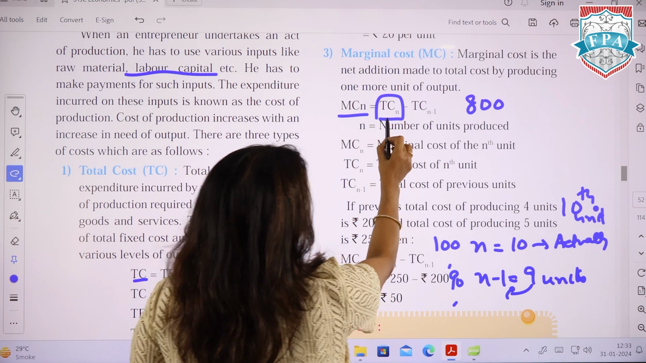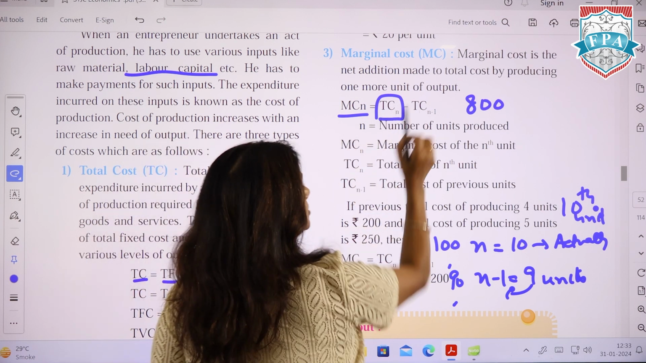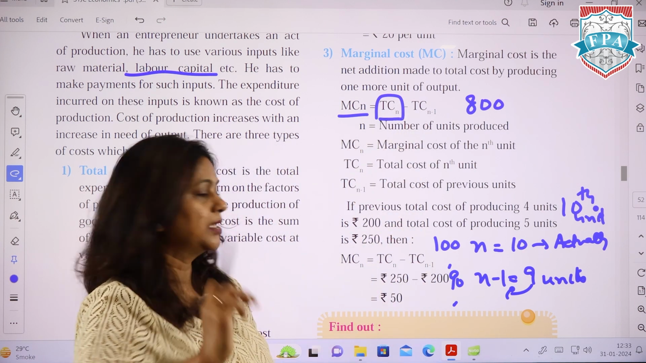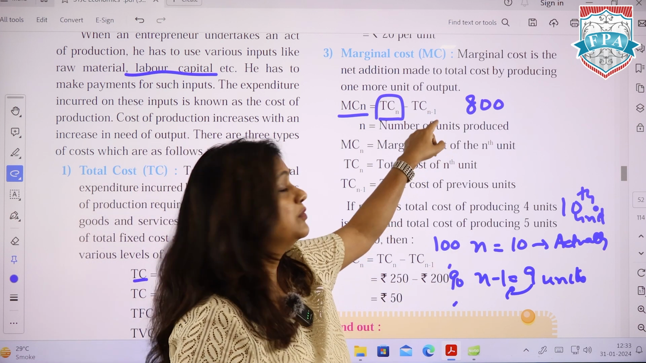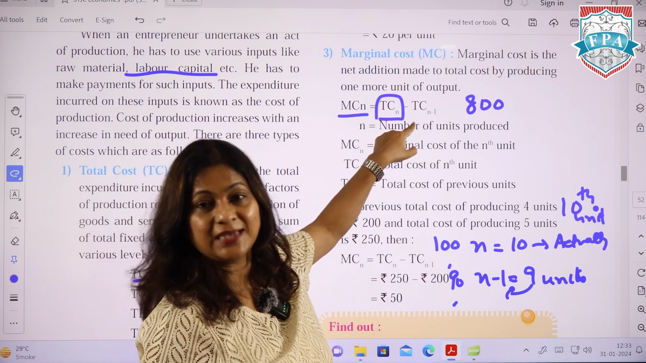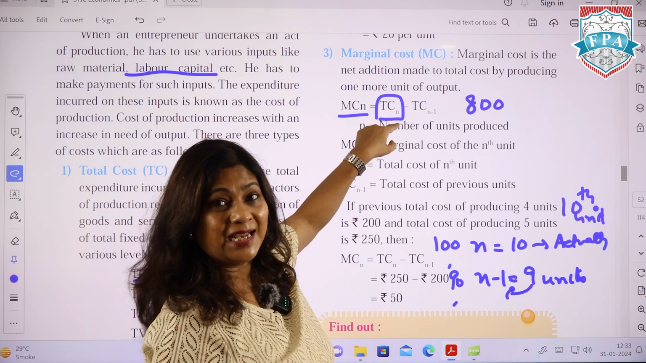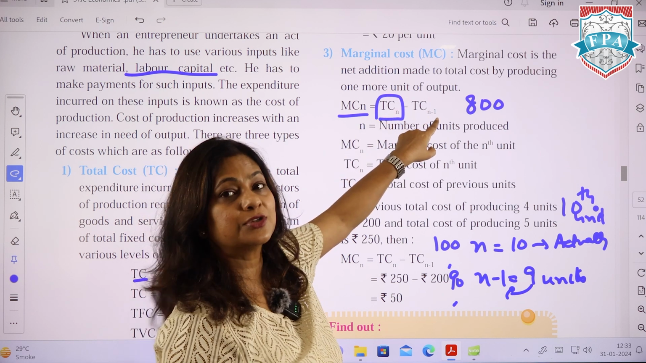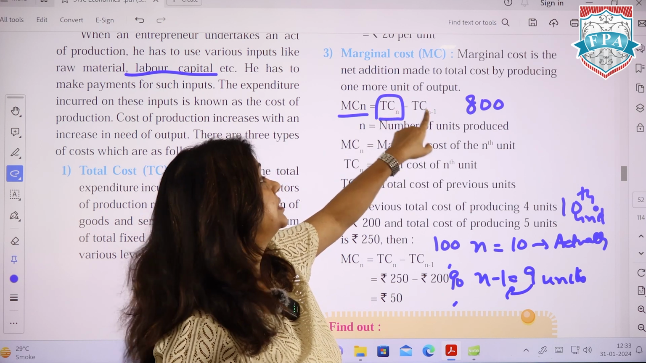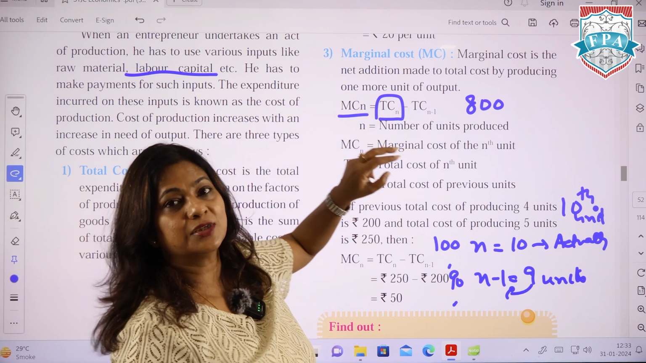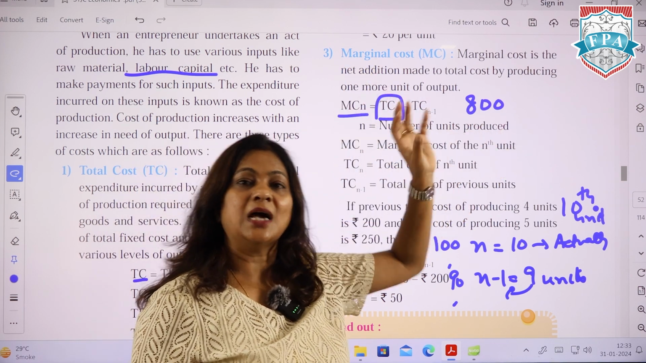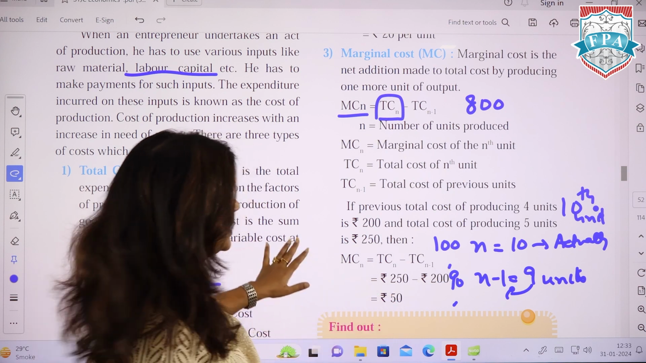Marginal cost is the total cost of n units minus the total cost of n minus 1 unit. In our example, n minus 1 was 9 and n was 10. So the total cost of 10 units is 100. The total cost of n minus 1, that is 9 units, is 90. So the marginal cost of the 10th unit is 100 minus 90.